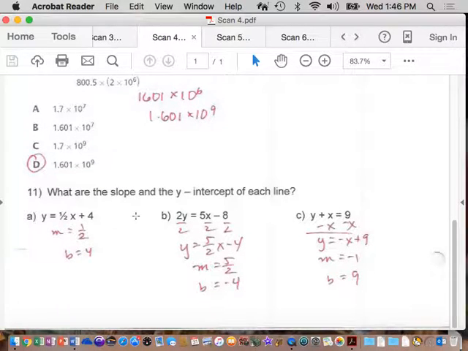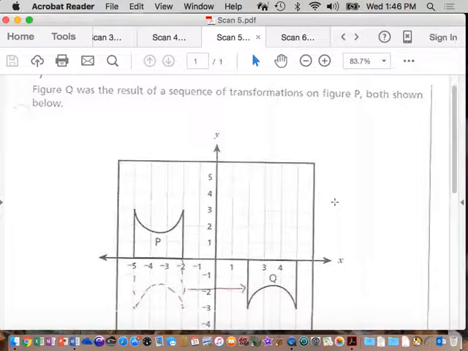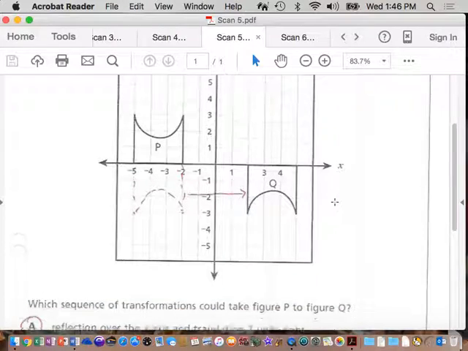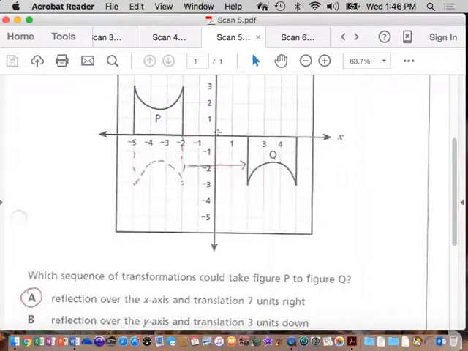For this bottom piece here, you always have to make it say y equals. And then you can look for mx plus b. The slope is always the number in front of the x. It does not include the x. Okay? Tried to draw it here. If you flip it over the x-axis and slide it 7 units to the right, it lands directly on top.